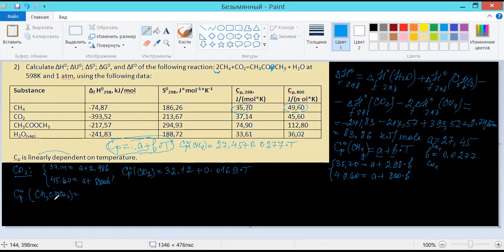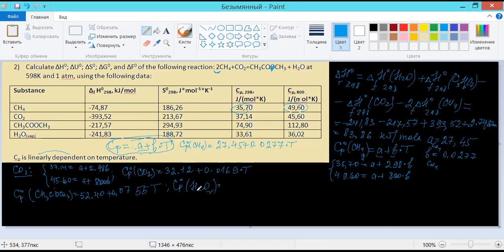That gives us the equation of 52.40 plus 0.0755 T, and the equation of heat capacity of water vapor.